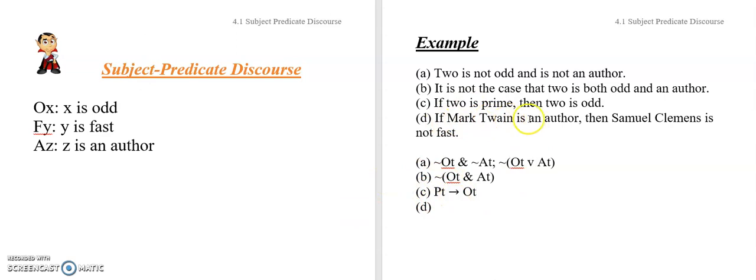If Mark Twain is an author, then Sam Clemens is not fast. So let's do if Mark Twain is an author, right? Then it's not the case that Sam Clemens is fast, which is a bit ironic if you understand who Mark Twain and Samuel Clemens are. So it's not the case that Sam Clemens is fast, so it would be like that, okay?